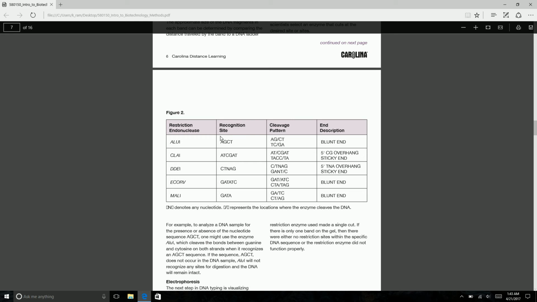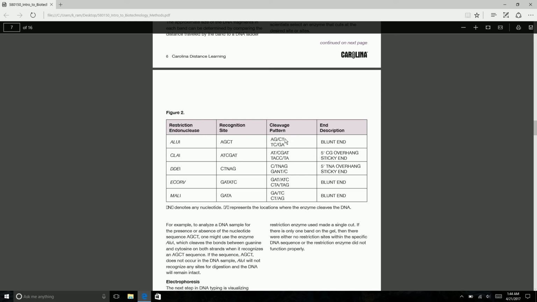If this sequence is not there, it is not going to cut the DNA. And what is its cleavage pattern? It basically breaks the bond between G and C. So this is G and this is C. It's going to break the bond here. And on the other strand, so be careful, DNA is double stranded. So you have to be careful where this enzyme cuts. Its cleavage pattern is between G and C, and on the other strand also it's cutting between G and C.